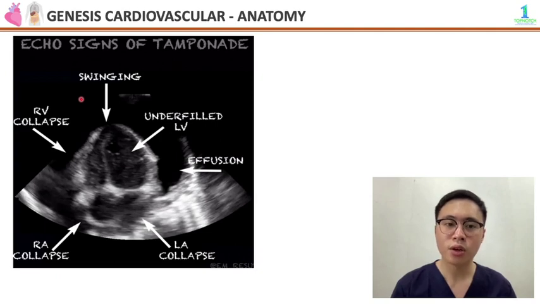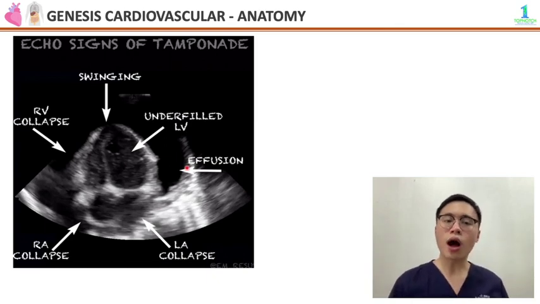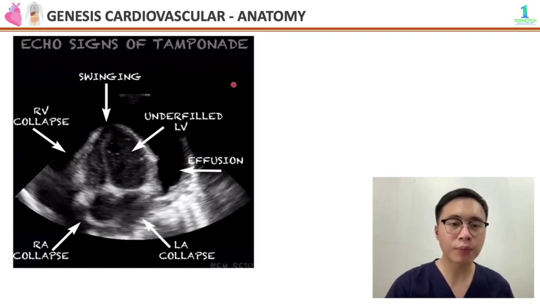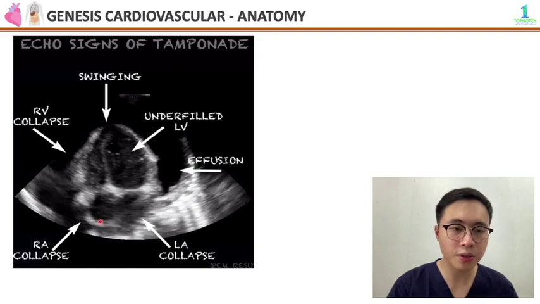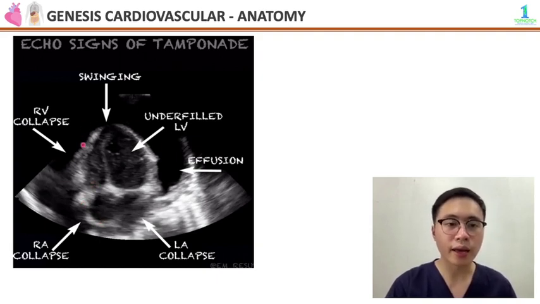So ano kaya yun? So this is actually fluid or effusion, no? Specifically pericardial effusion. Okay? So how can you say that this is pericardial tamponade? Okay, echo signs of tamponade. So what are the things that you're going to look for? Ayan, so you can have RA collapse. Okay, you can have RV collapse. The heart could be swinging. Okay? So those are the things na hahanapin natin.